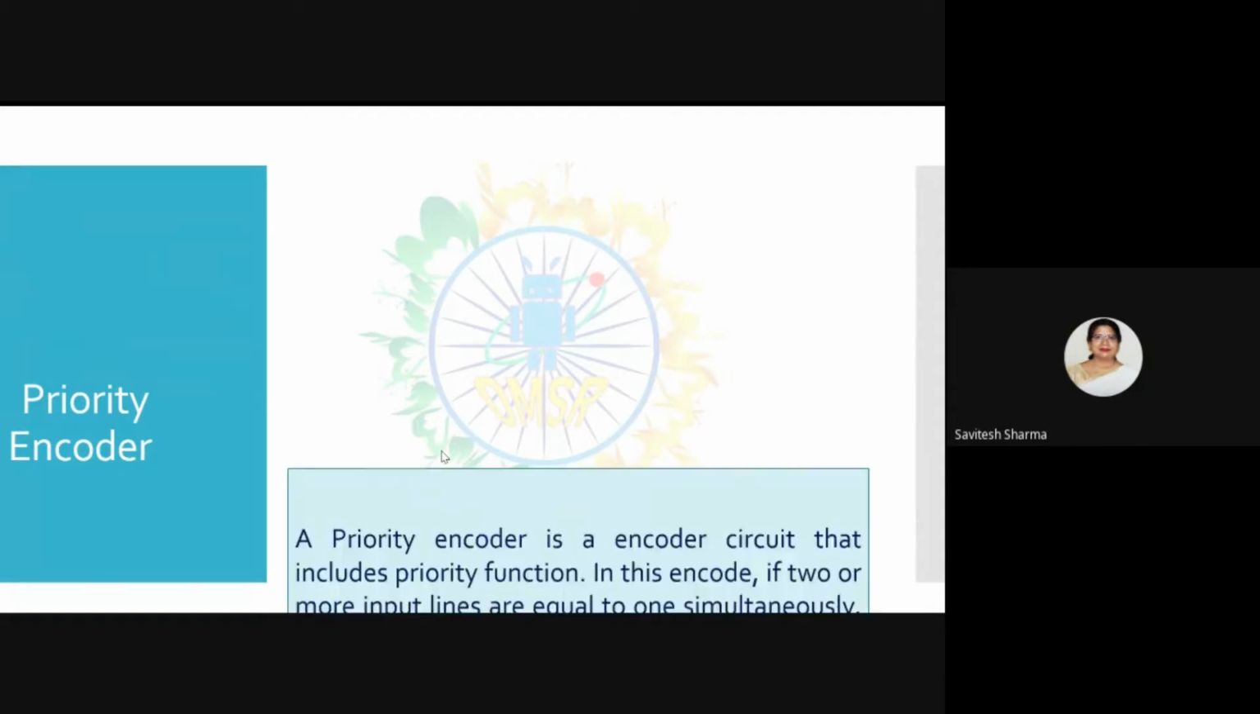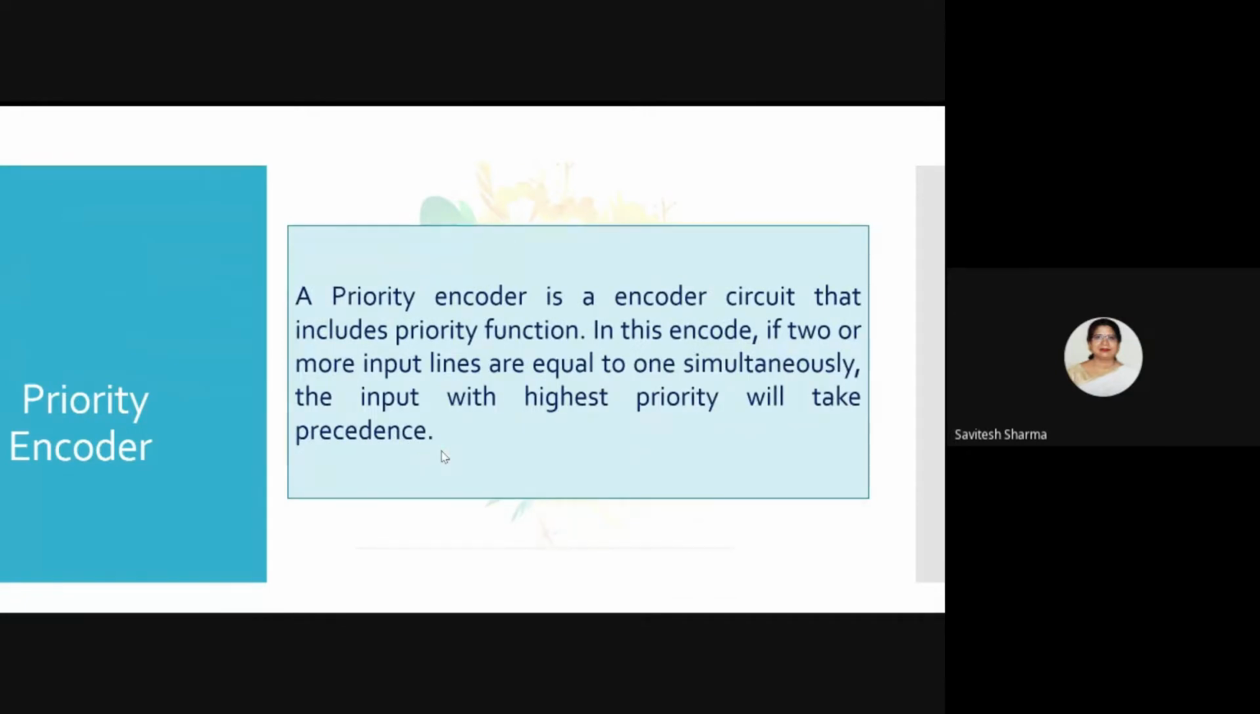As the name indicates, it will include a priority function. You will decide the precedence or priority of the input lines. Based on the priority, the highest priority will take precedence and the rest will be ignored. The definition I am writing here: a priority encoder is a special encoder circuit that includes a priority function. In this encoder, if 2 or more input lines are equal to 1 simultaneously, the input with the highest priority will take precedence.